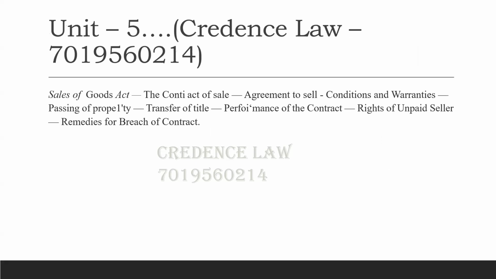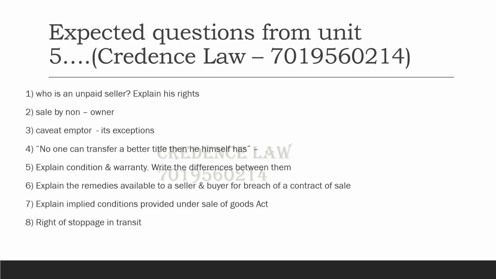Then coming to the fifth unit, which is about the sale of goods. The Sale of Goods Act was enacted in the year 1930. Here, from the sale of goods, rights of unpaid seller, sale by non-owner, caveat emptor, guarantee and warranty, and right of stoppage in transit. These are certain important questions from the fifth unit.